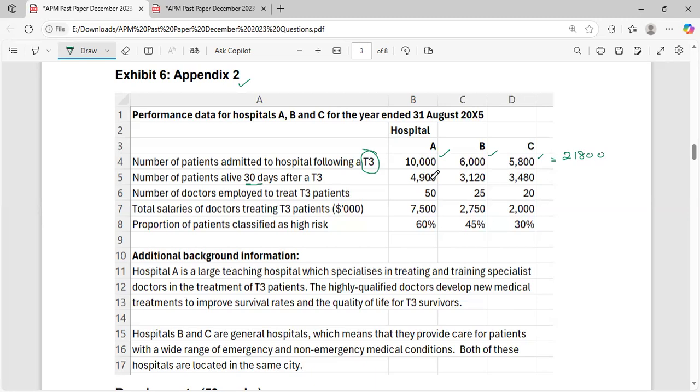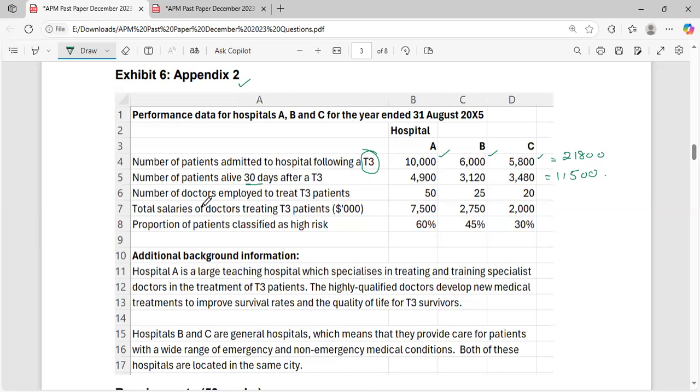Number of patients alive 30 days after a T3: 4,900 patients, then 3,120, and then 3,480. So those who have a T3, their survival is measured at 30 days. The total is 11,500 alive for 30 days after T3.